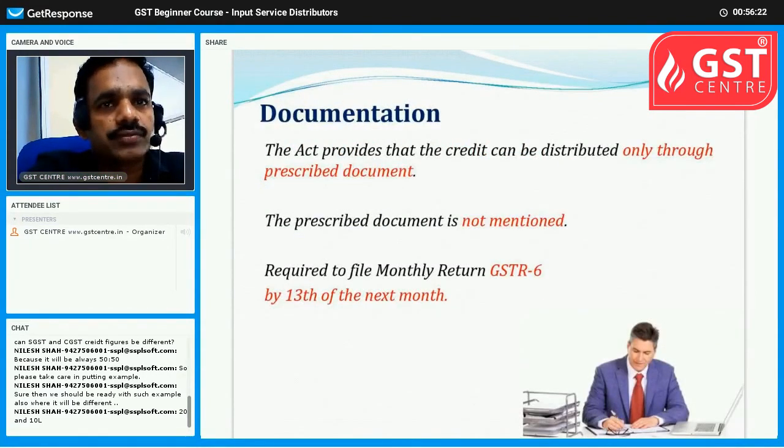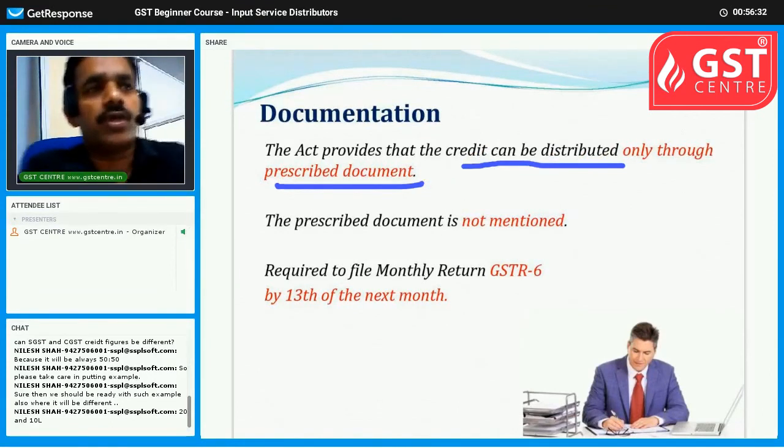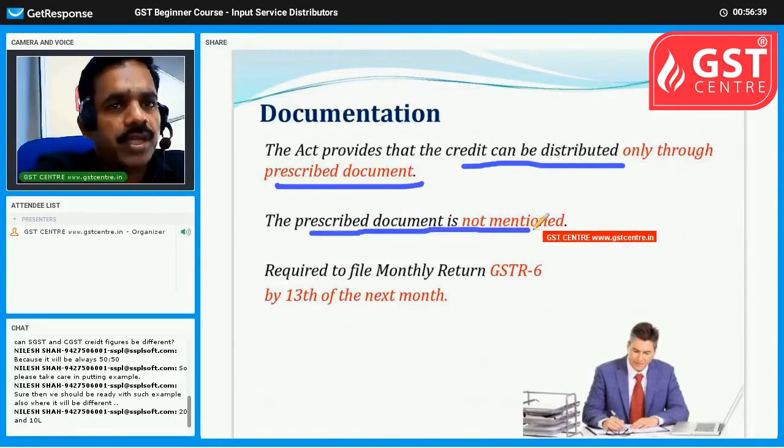Then, documentation. What things should be taken care of? Credit can be distributed only through prescribed document. That is, they should have an invoice or such prescribed documents as prescribed in the GST Act. And prescribed document is not mentioned as per the GST Act, so there will be a separate notification for that. What are the prescribed documents that should be kept by an input service distributor? Of course, invoice is a compulsory document.